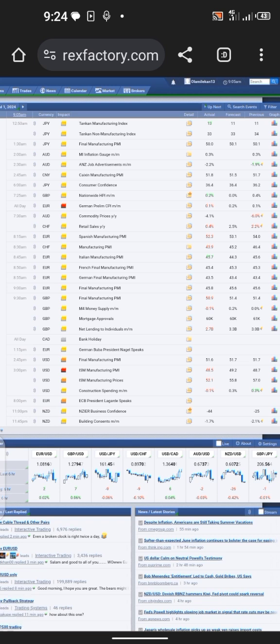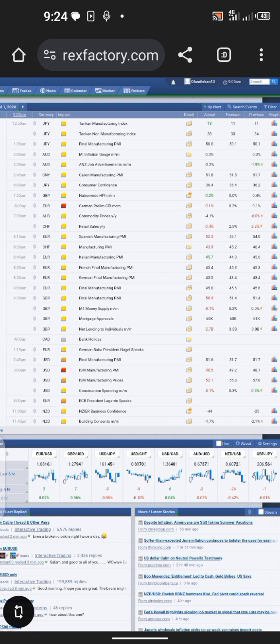So let's move to the third key economic indicator. We have the inflation rate. Inflation measures the rate at which prices for goods and services rise. Moderate inflation is normal in a growing economy, but high inflation can erode purchasing power. Central banks often adjust interest rates to control inflation, which in turn affects the currency value.